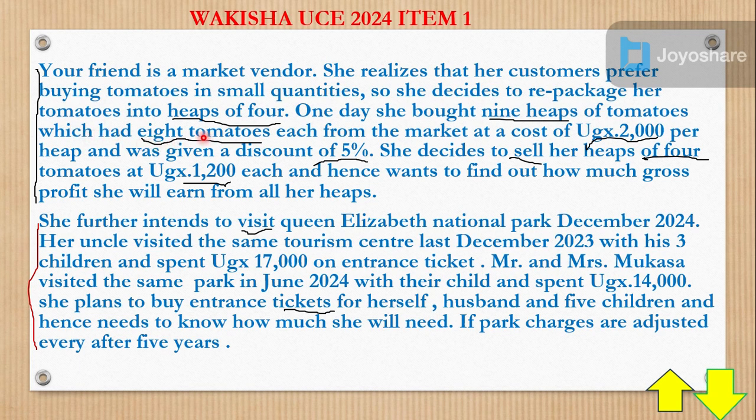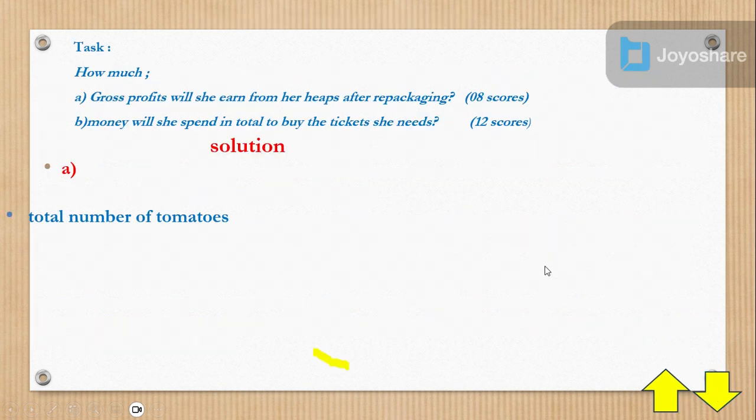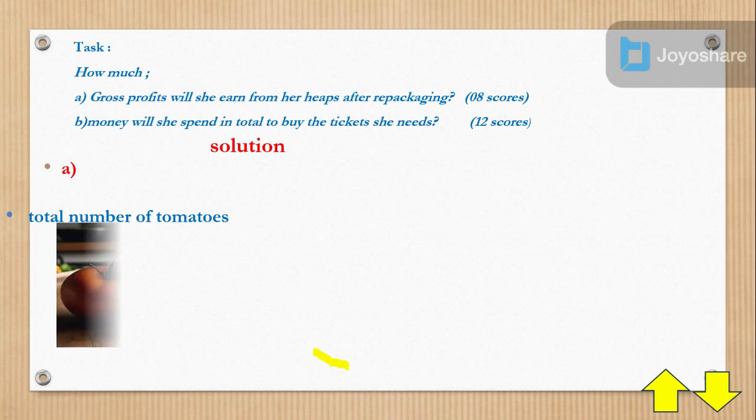Now a heap means a pile or a package, whereby a heap can be tied in a bag. A group of 8 tomatoes, we call that one heap. But here she bought 9 heaps of tomatoes, each containing 8. It means that to know the number of tomatoes there, we say the 9 heaps times the 8 tomatoes in each. So for the total number of tomatoes we shall have to multiply.